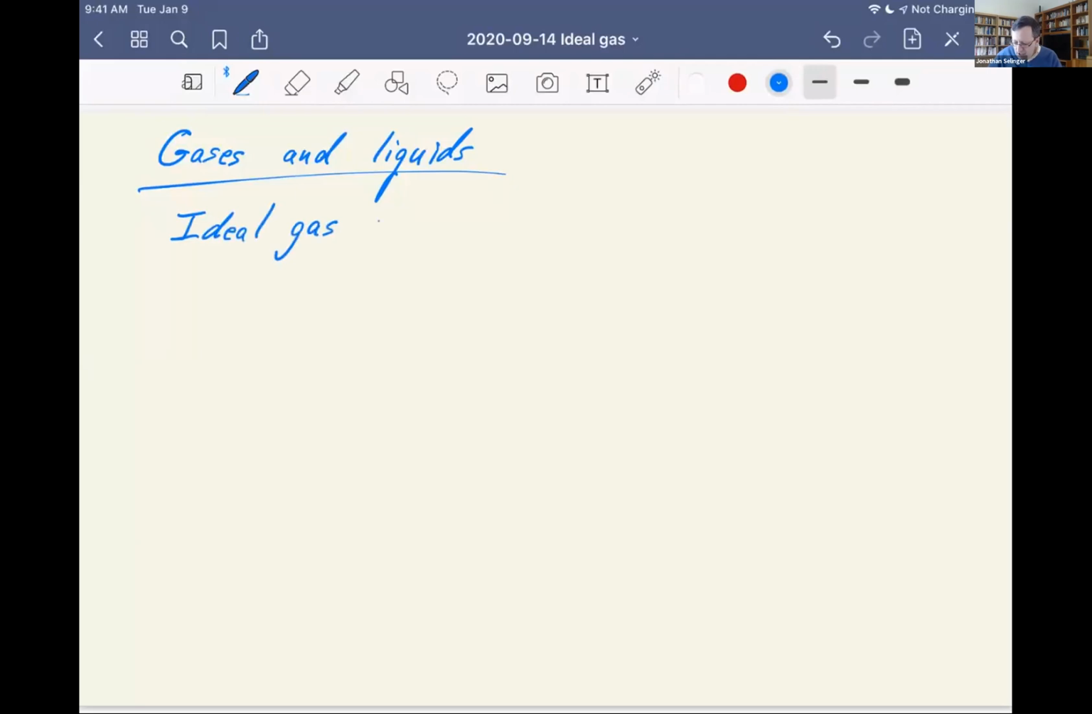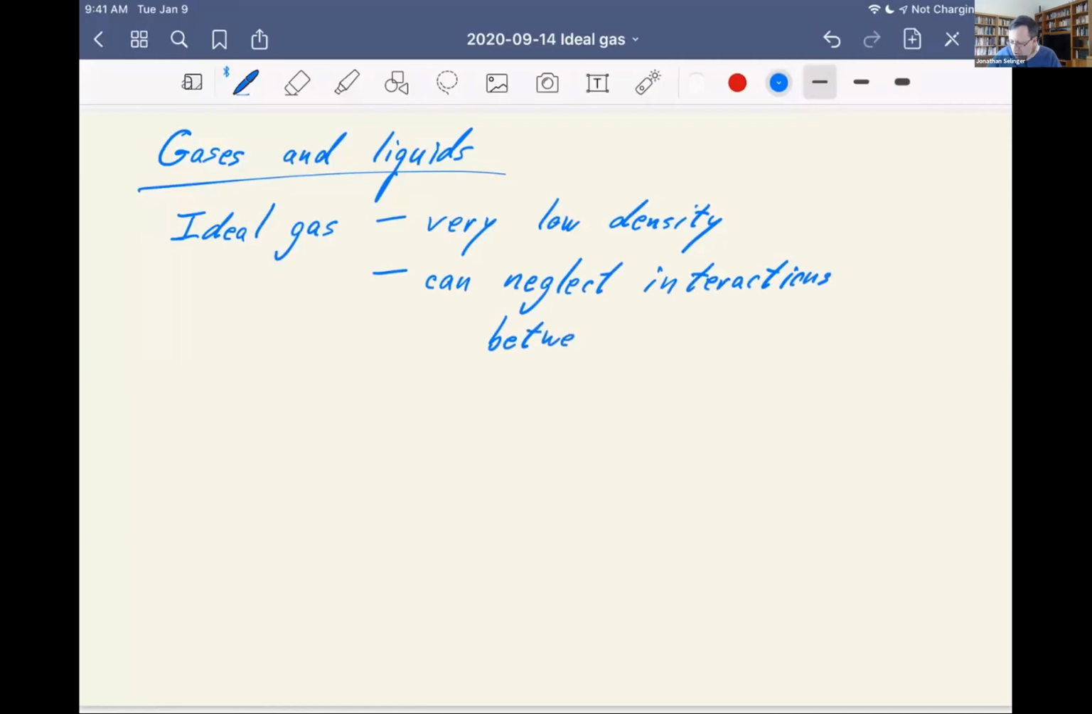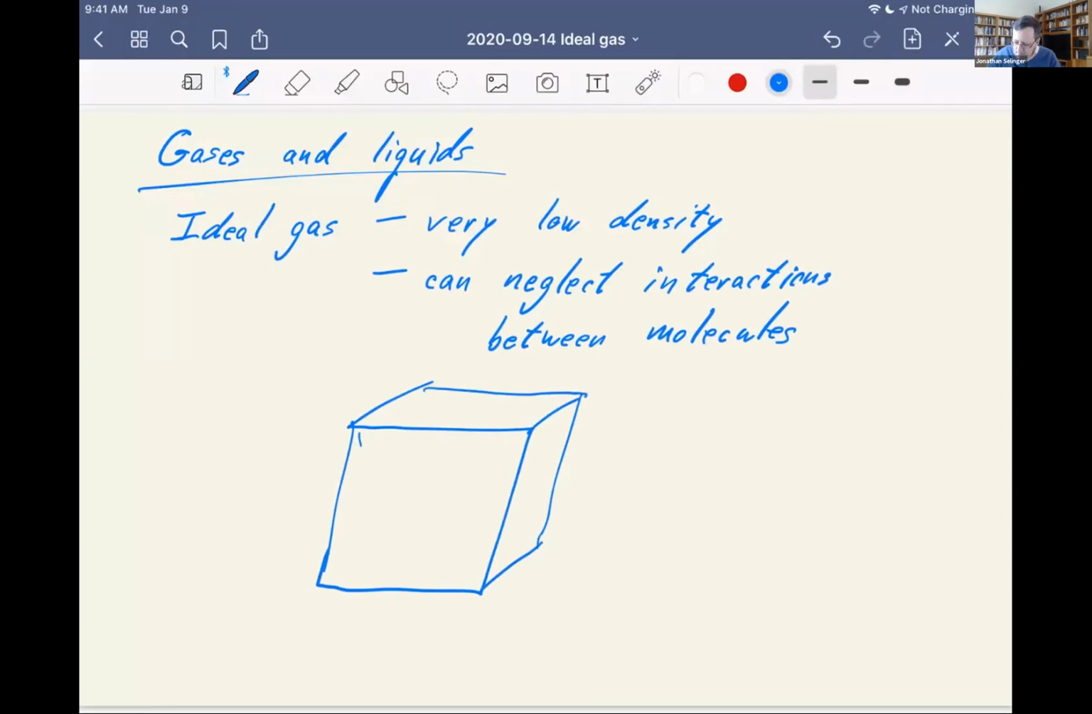Okay? And so the point of the ideal gas, the thing that makes it ideal, is that there is a very low density. And because of that, we can neglect the interactions between molecules. So the notion is then that we have a box, right? And a bunch of molecules are flying around in the box. So I'll make my box be some volume size L by L by L, right? So the volume V is L cubed. And inside are a whole bunch of molecules, which are all flying around.